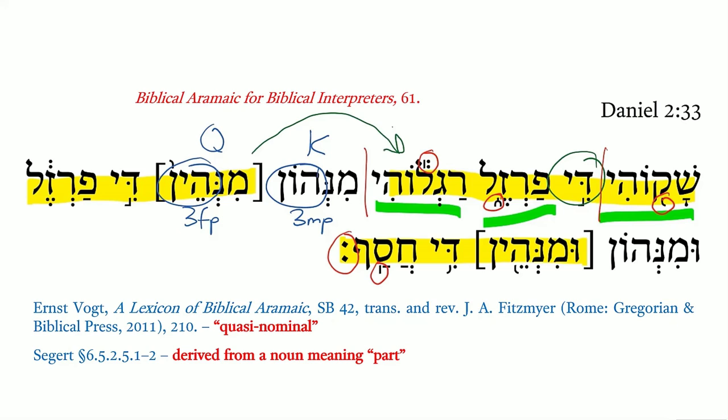So it means, in this case, partly of what? Partly of iron. And then line 2, partly, and here we have that of use of the D word again, partly of clay. So altogether, its thighs were of iron and its feet were partly of iron and partly of clay. This is where the expression feet of clay comes from in English. Daniel 2:33.